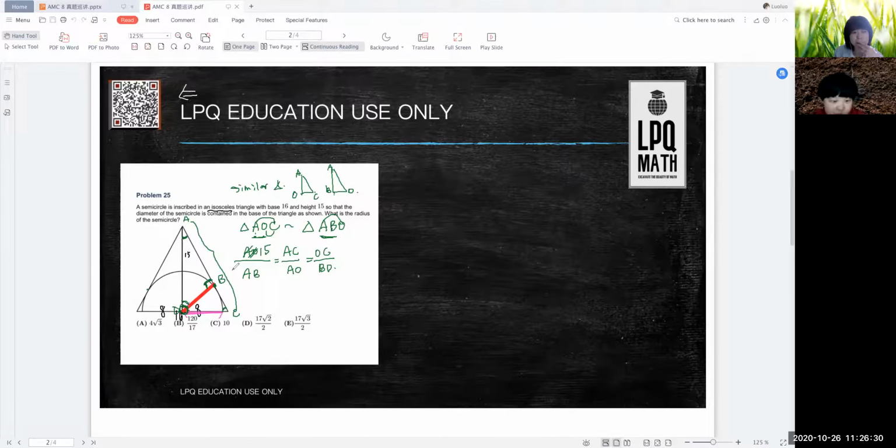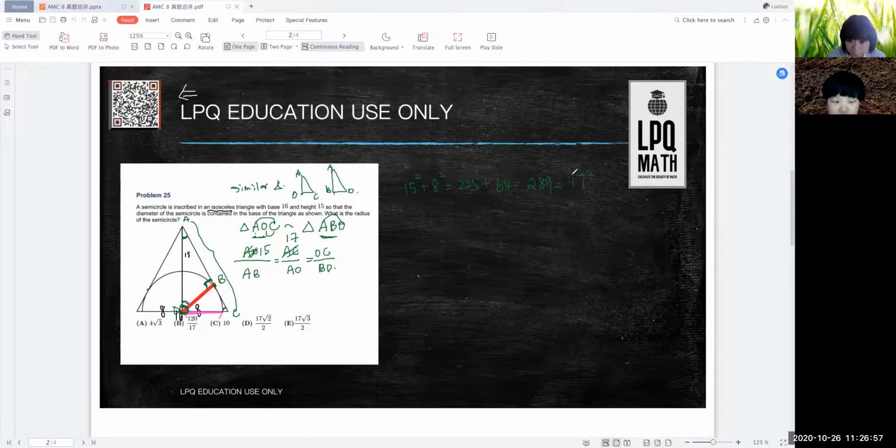So what is this one? 15 squared plus 8 squared, right? What is 15 squared? 225. What is 8 squared? 64. So added together equals 289, and what is the square root of that? 17 squared. So that's why AC equals 17, right?